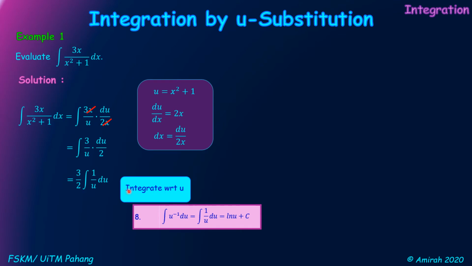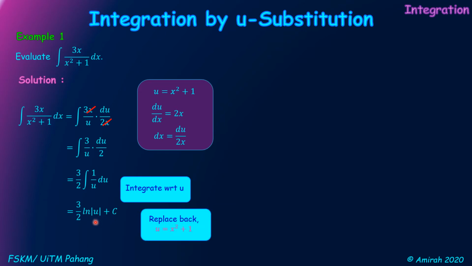Alright, from the given formula, we have integration of u to the power of negative 1 du, which we can write in the form of integration of 1 over u du, and it equals ln u plus c. Okay, we put plus c here because this is an indefinite integral, as there is no lower and upper limit. So after we integrate, we still have the constant 3 over 2 here, and then we get ln of u plus c. Okay, we put u in modulus sign because ln of a negative is an error. So that's why we must put the modulus sign, so that the value inside ln is always positive.